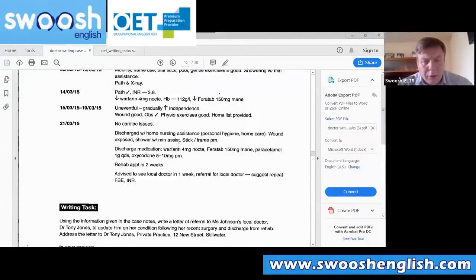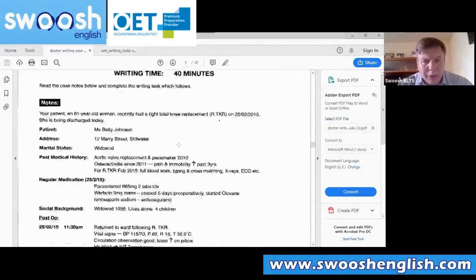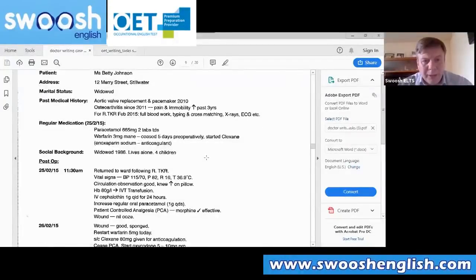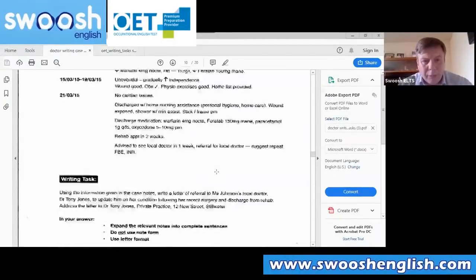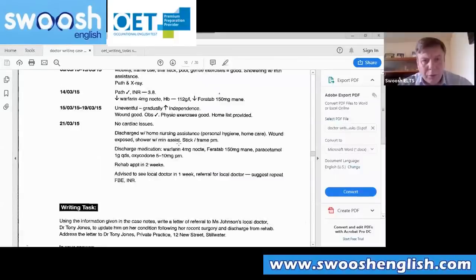here, so the warfarin is 4, what is it there? 3 milligrams there, regular, but now she's taking 4. Okay, so that's important. And then this is an additional medication, and the paracetamol and oxycodone are additional. So you would have to put those in there for sure. Does that answer your question, Sarah?